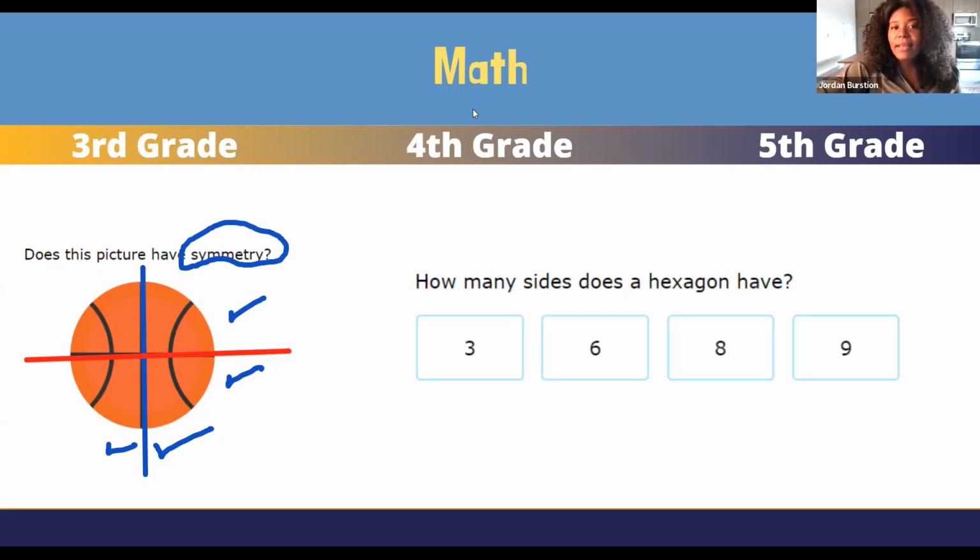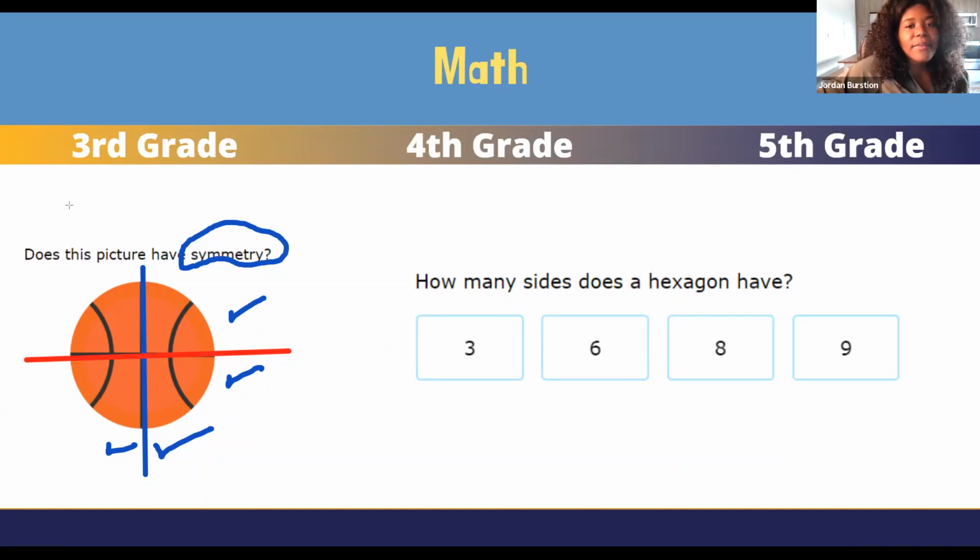So I'll go on to the next problem for the older students who are on the call or watching the replay. This still has to do with shapes and understanding the different parts of a shape. Instead of talking about symmetry, we're talking about the number of sides that a hexagon has. Now, Emery, you may not have heard of the word hexagon before, but what I can do is draw a picture of a hexagon, and you can tell me how many sides it has.